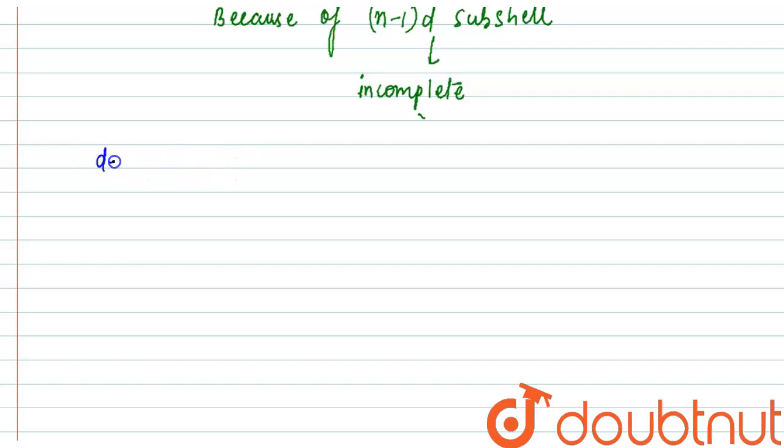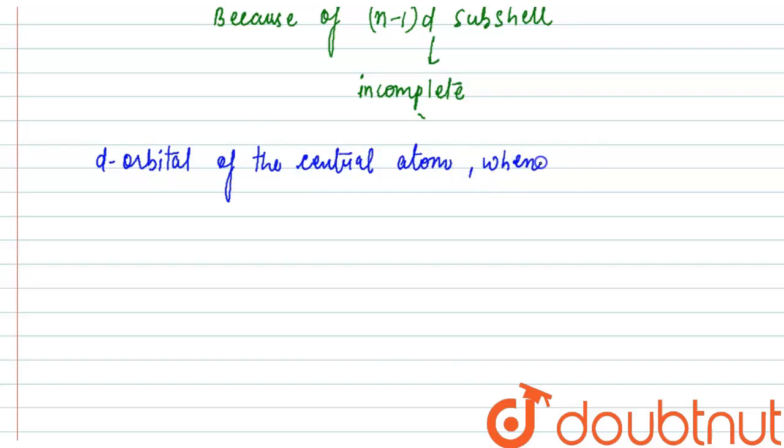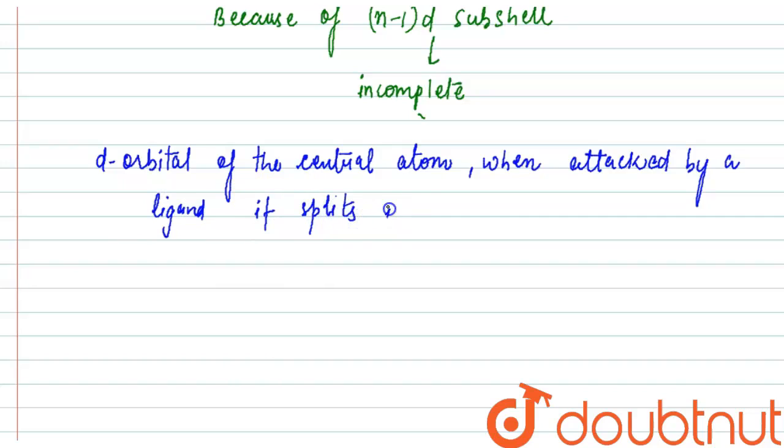So d orbital of the central atom, when attacked by ligand. What is a ligand? A ligand is something that has a lone pair. So when attacked by a ligand, it splits into different energy levels.